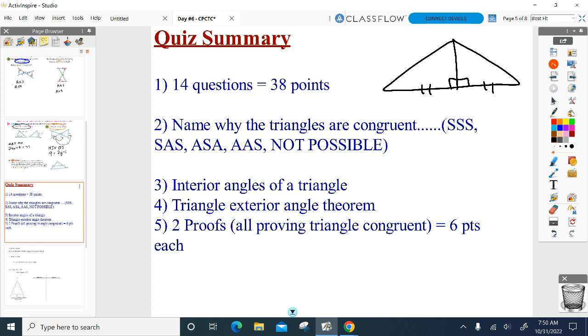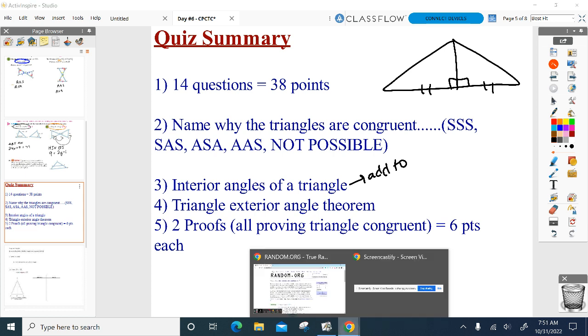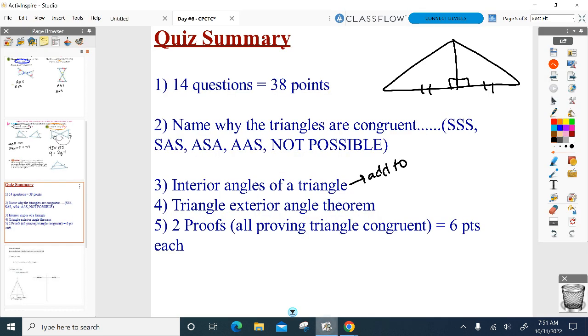Interior angles of a triangle, what do we know? They add up to what? 180. Right? And that is also true if I have a triangle within a triangle within a triangle. All those triangles you see in my diagram, they add up to 180 inside. Not just the big one. All of them add up to 180.